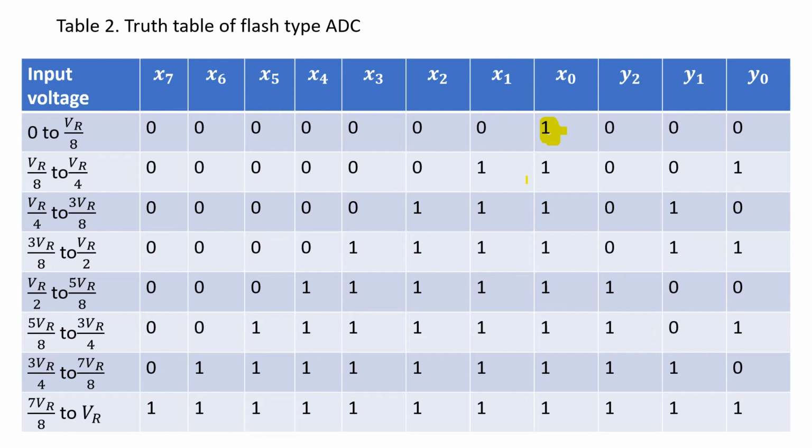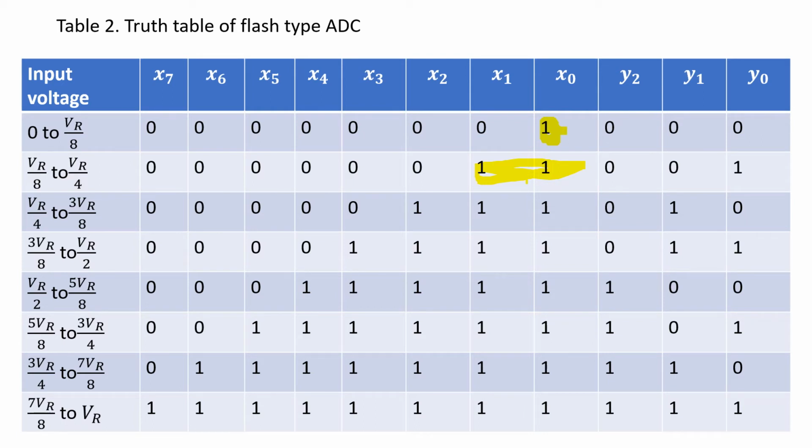So if x0 is 1, this priority encoder output is 0 0 0. If it is VR by 4, the second, the output is x1. So here we get x0 and x1 both as 1 1, because it is also greater than 0. So both are 1 1. The 1 means it is x1.